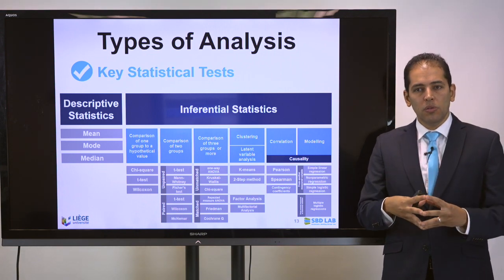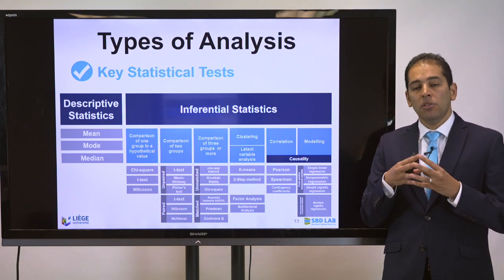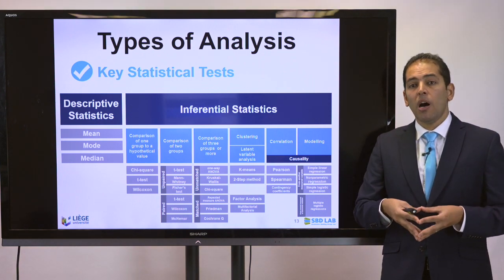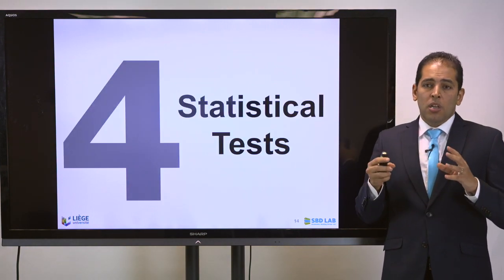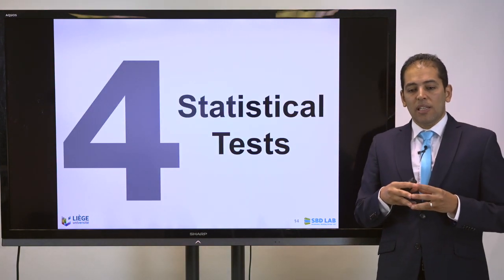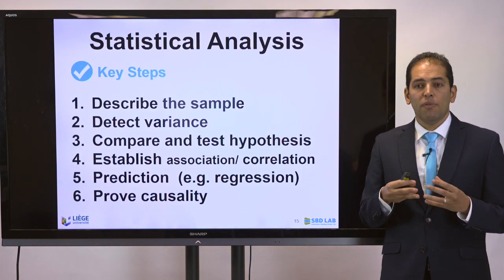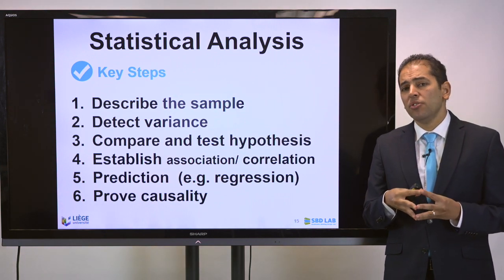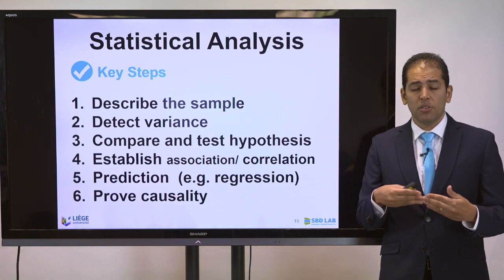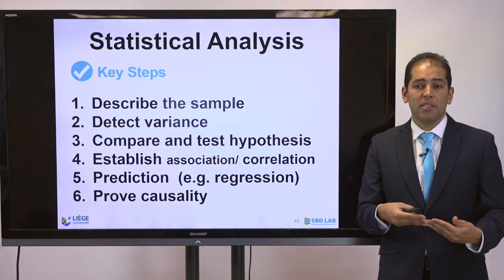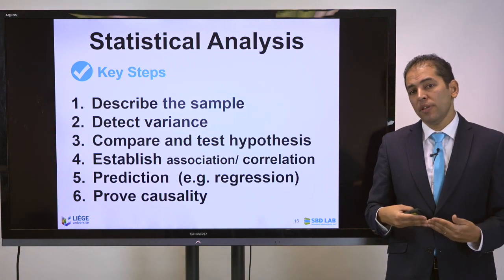It's very important that you understand in which context every test is used, and later on how to choose them, which will be explained in the following videos. Now allow me to move to statistical tests and their purpose, and allow me to remind myself and you about something very important. Like I mentioned earlier, there are key steps in statistical analysis. We start with description, detection of variance, comparison and testing hypotheses, establishing association and correlation, prediction, and proving causality.